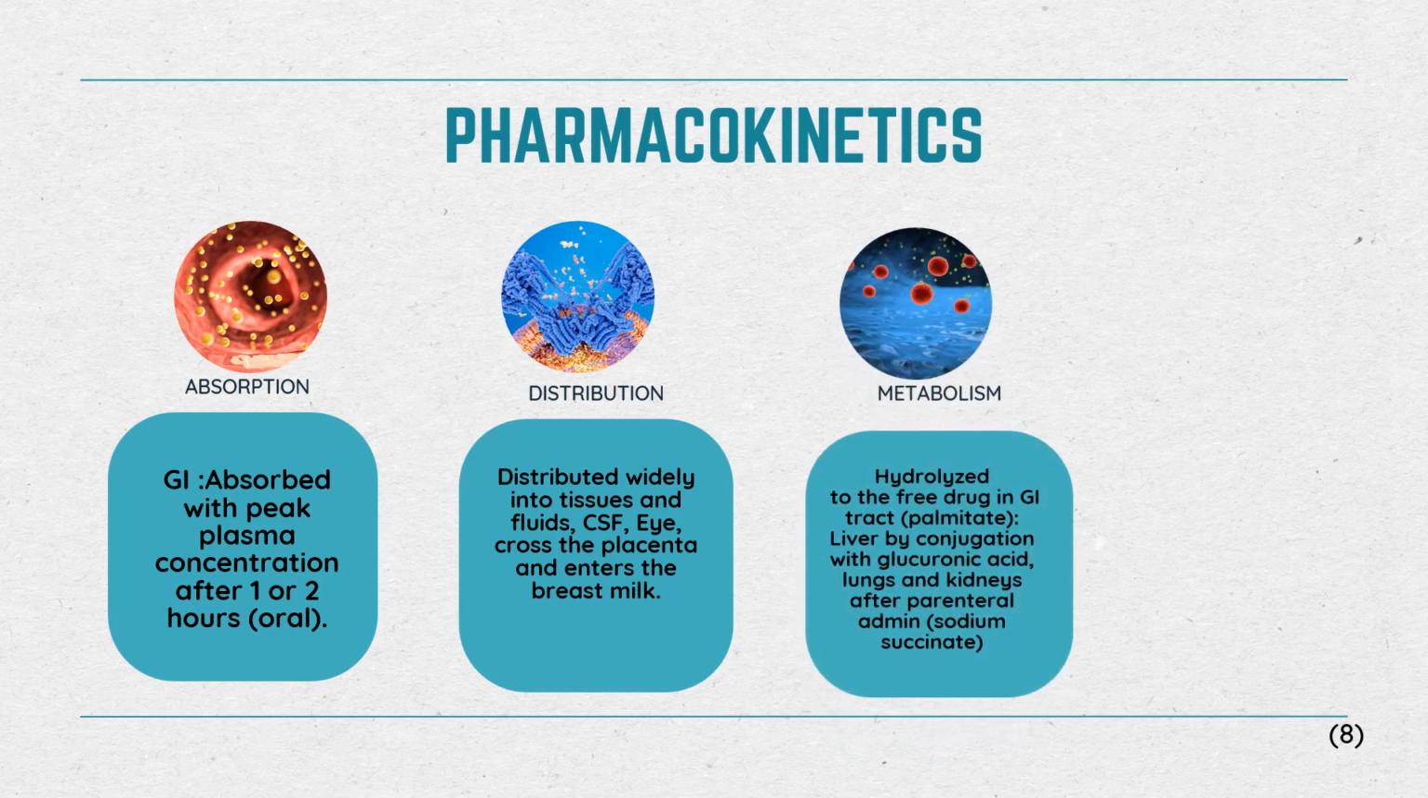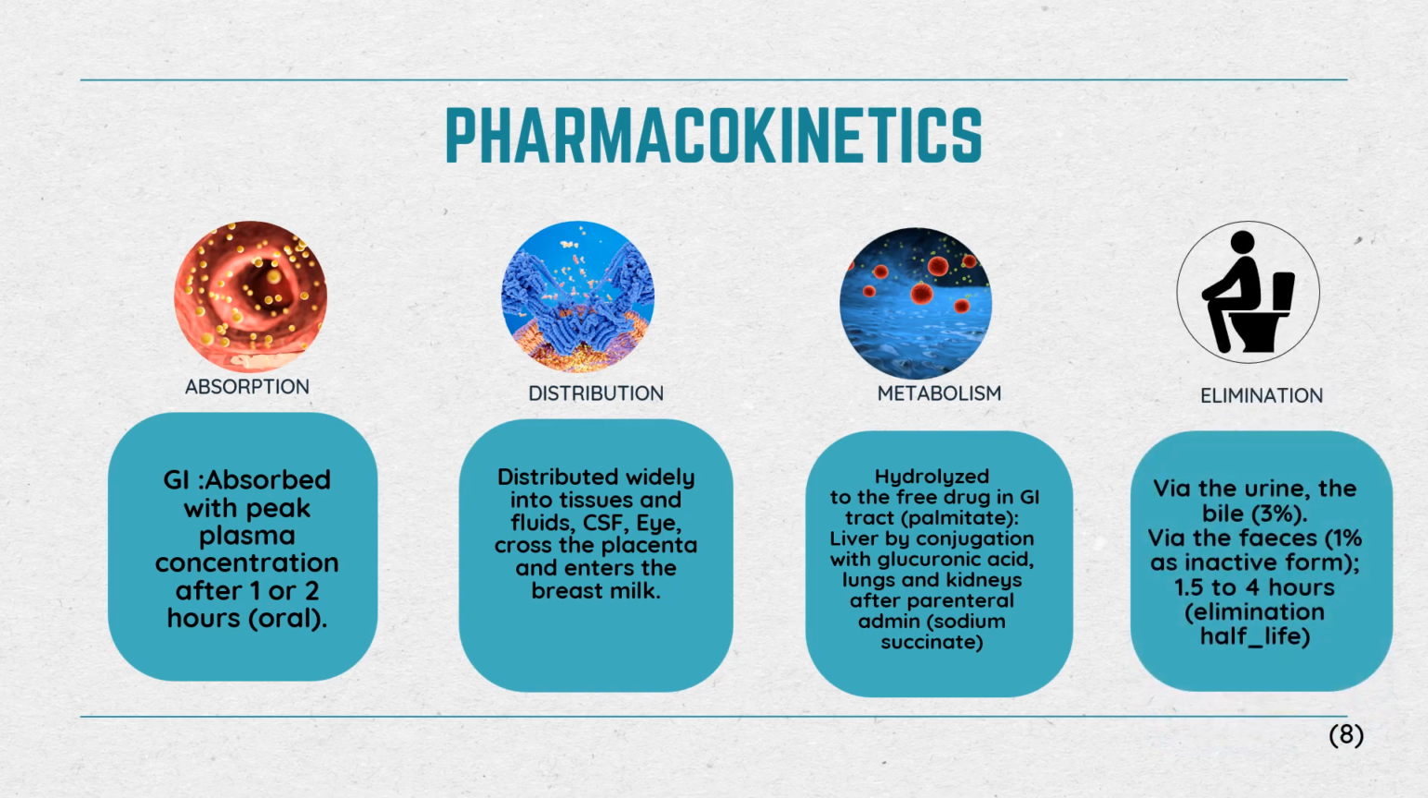Chloramphenicol undergoes metabolism in different ways. In the gastrointestinal tract, it's hydrolyzed to the free drug form when it's taken orally. In the liver, it undergoes conjugation with glucuronic acid. After parenteral administration, such as intravenous, the lungs and kidneys are involved in its metabolism.